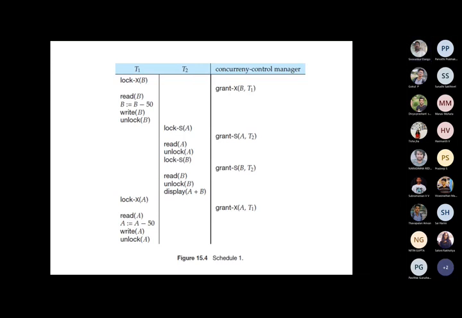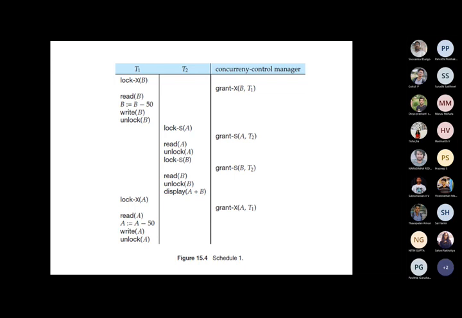So at first we are going to log the value of B, and then the lock is granted by the concurrency control manager, and then we are reading it, then subtracting and writing. So the value of B, 150, will be written, and after that it is unlocked, and then a lock is asked for a variable, which is again granted, and then the transaction T2 will read A and then unlock A.